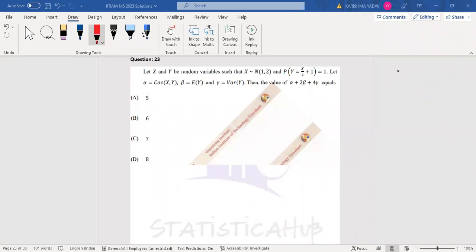So we are discussing the IITJAM 2023 question paper, and in that we have done till question number 22 in the previous lectures, and now we'll start with question number 23. Okay, so let's see what is in this question.